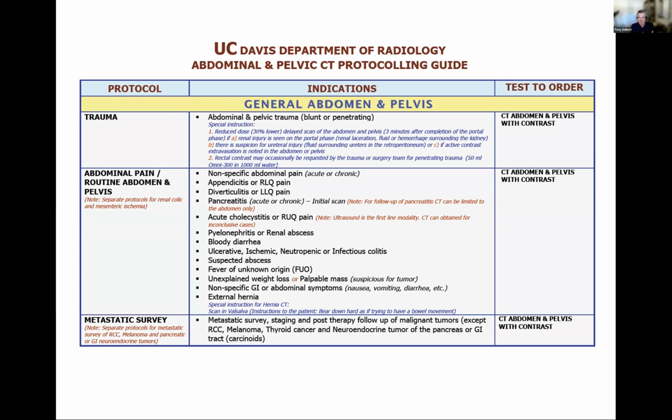So here's an example of an Excel spreadsheet that Dr. Lamba has developed with examples shown for the general abdomen and pelvis. Each protocol for trauma, abdominal pain, routine abdomen and pelvis, and metastatic study is in the left column. Each has clinical indications and instructions using general naming or widely accepted nomenclature, for example, non-specific abdominal pain or pancreatitis, acute cholecystitis, or other indications as shown in the middle column, and the test to order in the right column there.